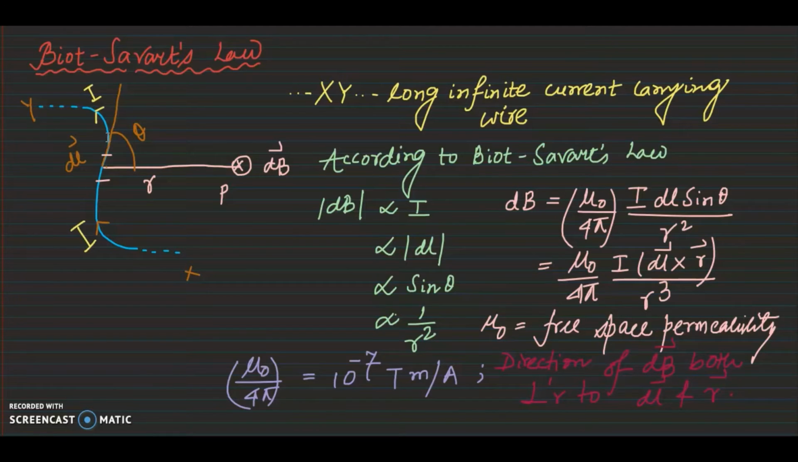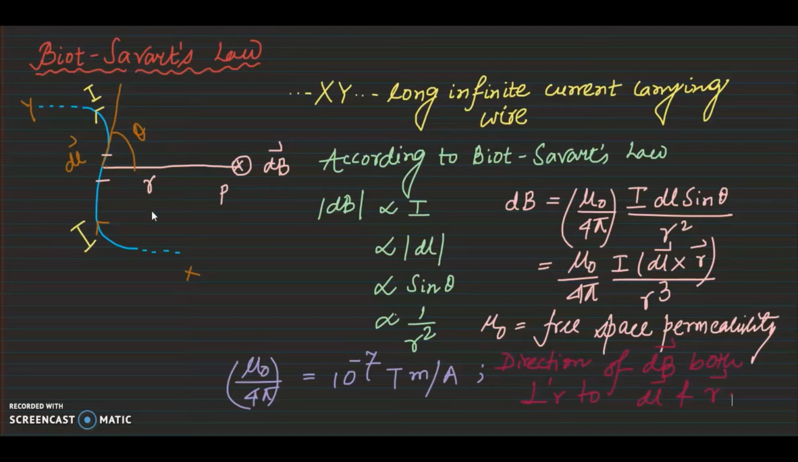We need to determine the magnetic field dB that is produced due to such a small element dl at a distance r away from it, at the point P. The angle between dl and the displacement vector is theta. Here dl is in the upward direction and this is the r vector, so the angle between them is theta.